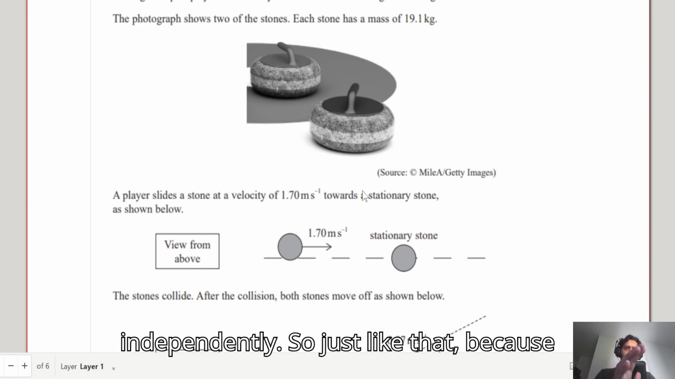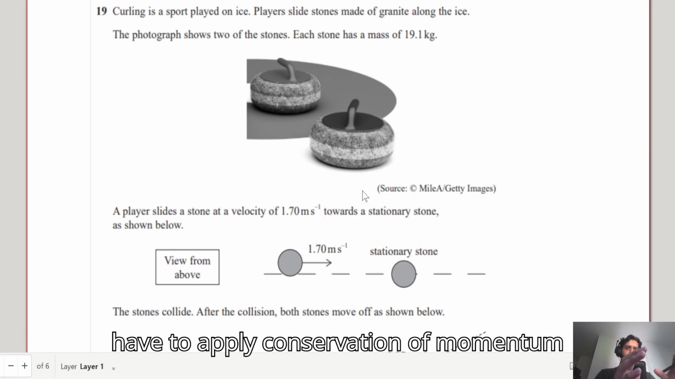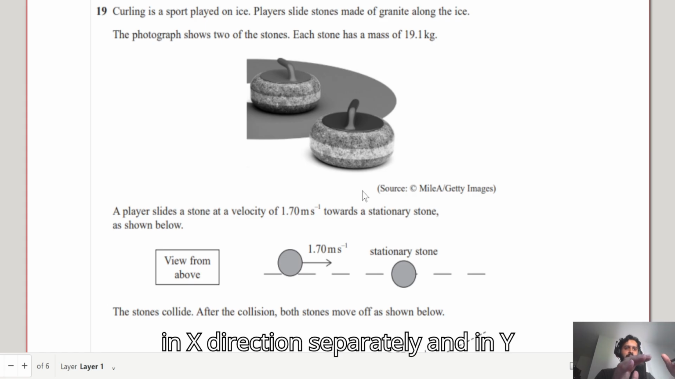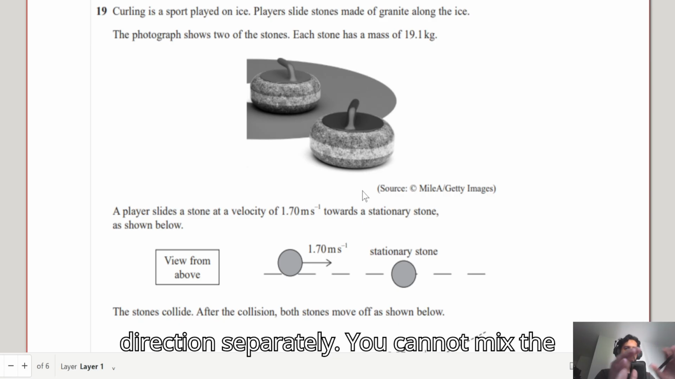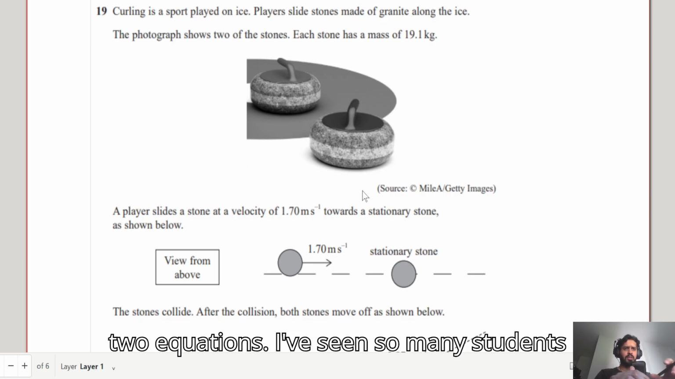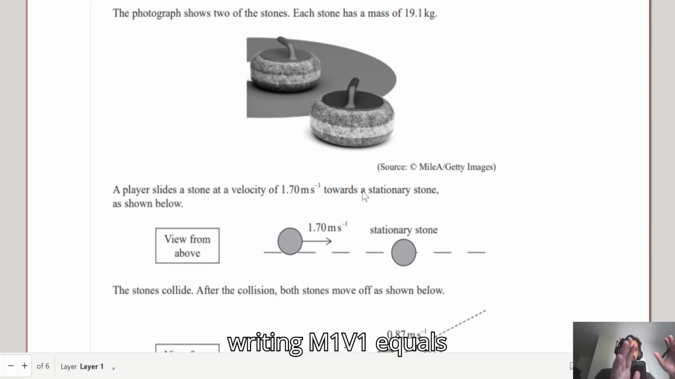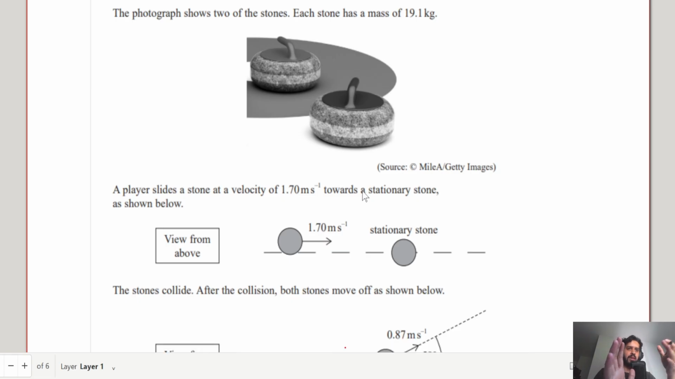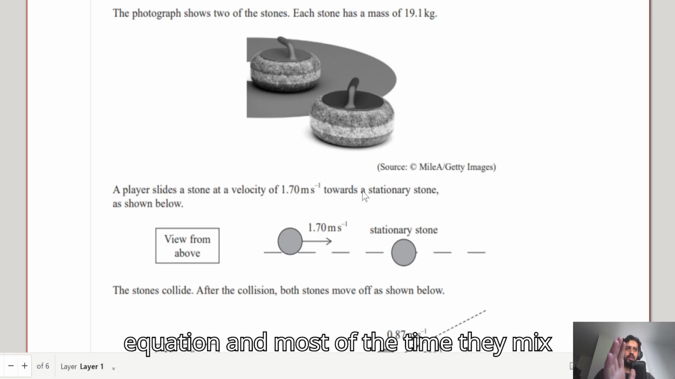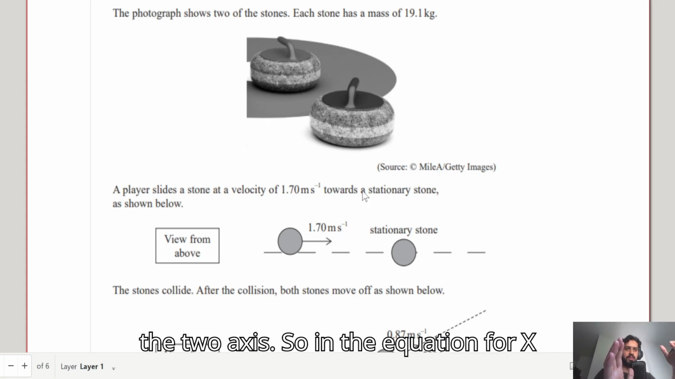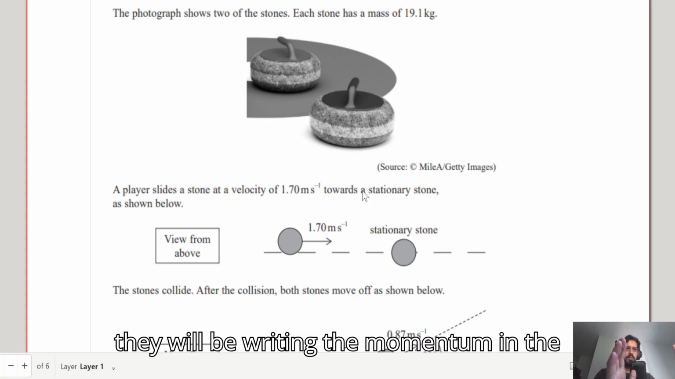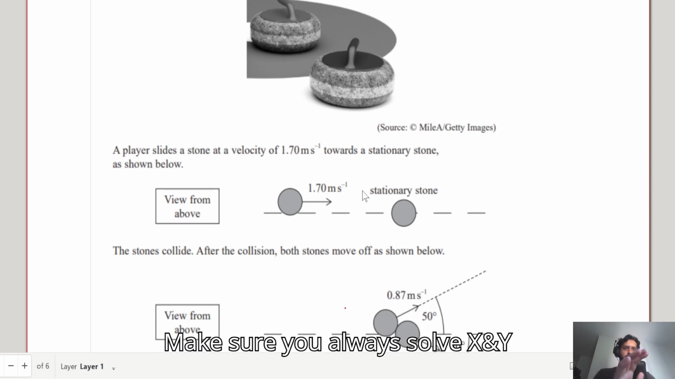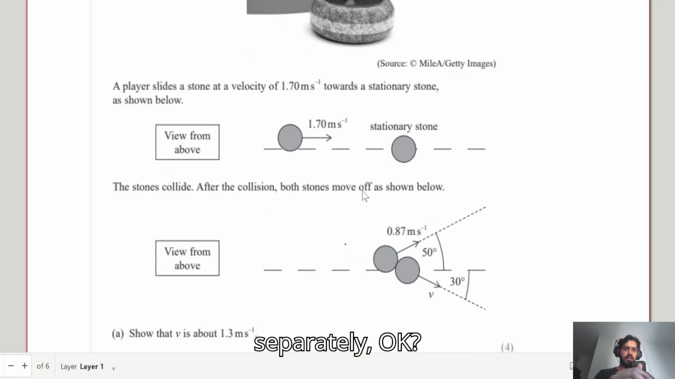So just like that, because momentum is also a vector quantity, you have to apply conservation of momentum in the x direction separately and in the y direction separately. You cannot mix the two equations. I've seen so many students writing m1 v1 equals m2 v2, but they don't know in which axis they are writing that equation. And most of the time they mix the two axes. So in the equation for x, they will be writing the momentum in the y direction for the final picture. Make sure you always solve x and y separately, okay?